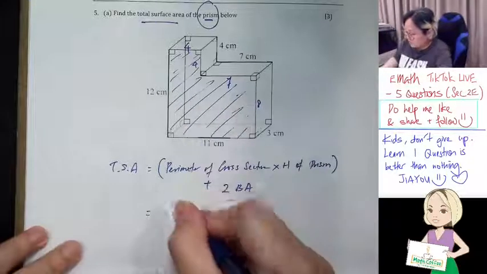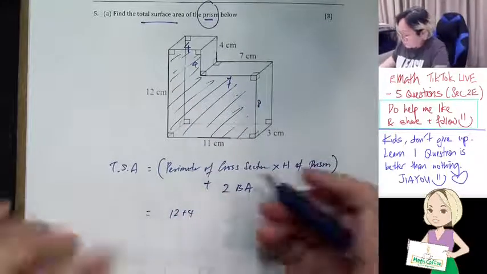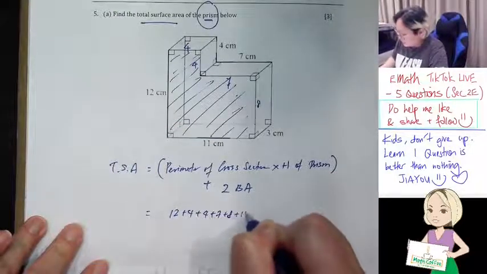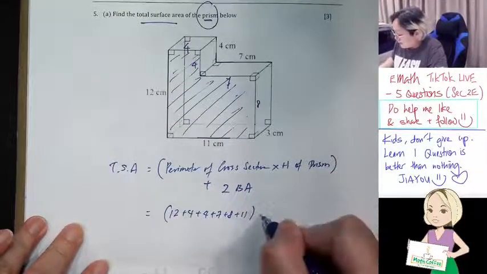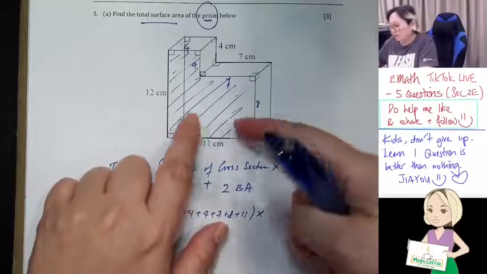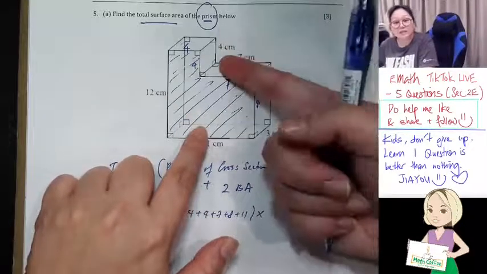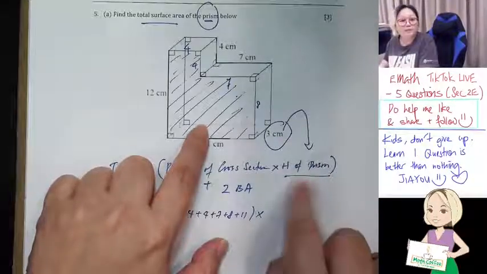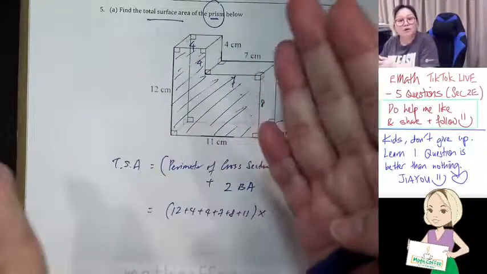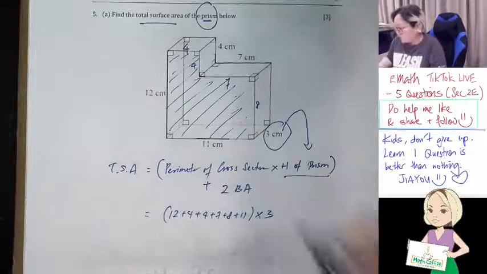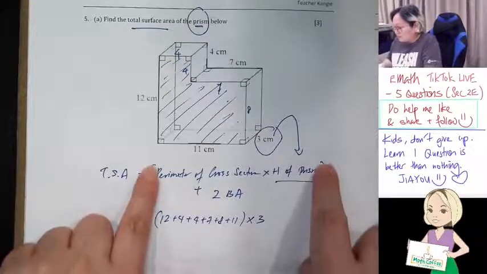So it will be 12 plus 4, 12 plus 4 plus 4 plus 7 plus 8 plus 11, multiplied by the height of the prism. The height of the prism is now the cross-sectional area. The other side is the cross-sectional area, right? So this 3 is the height of the prism. It's like a sandwich, the cross-section sandwich. That's the height of the prism. So times 3. Okay, this is this part.